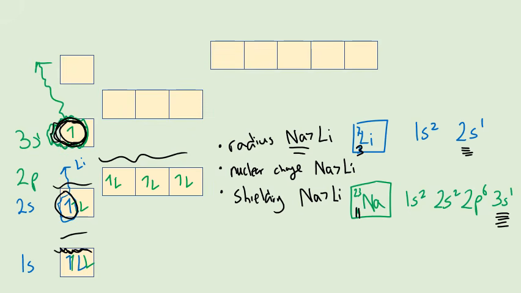So in conclusion, now we've got to come up with a summary. Sodium's got a bigger radius and it's got more shielding. Despite the fact that there is an increase in nuclear charge, these 2 factors are going to outweigh this one.